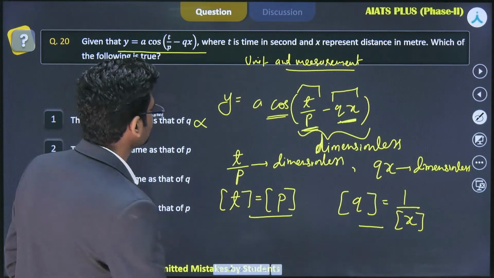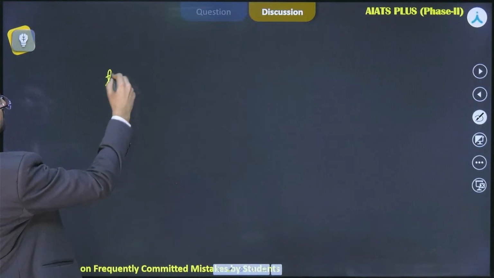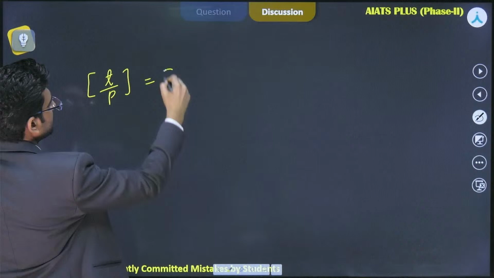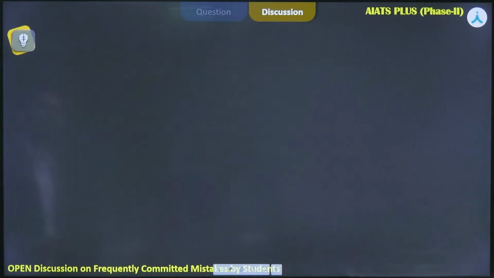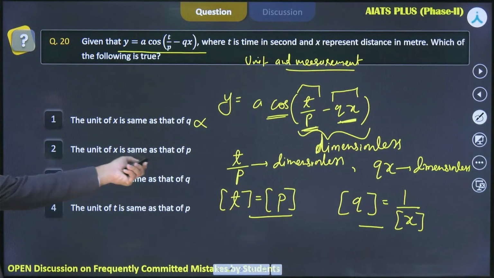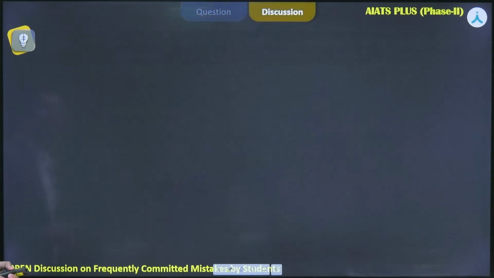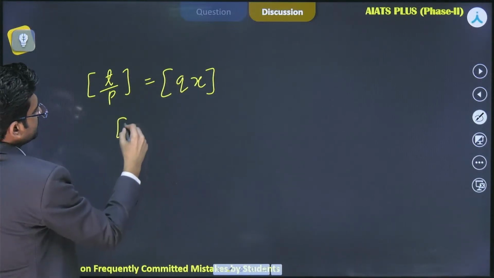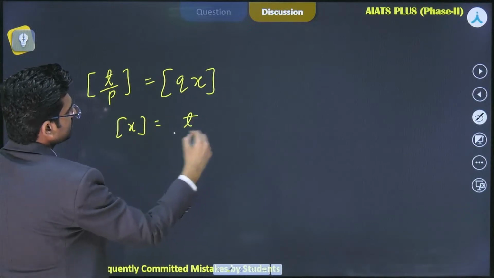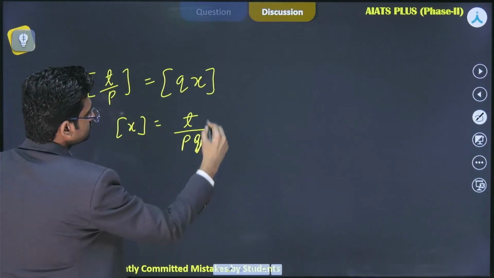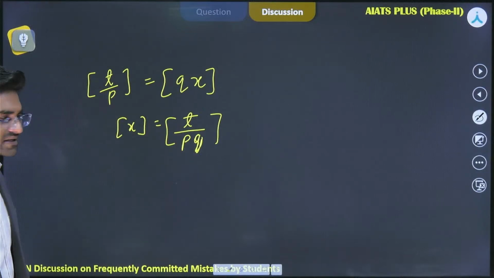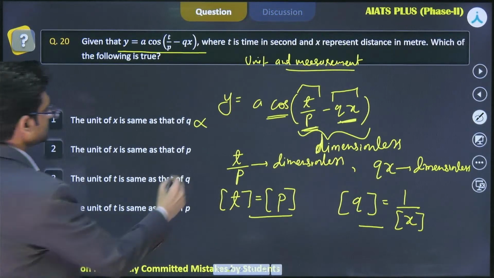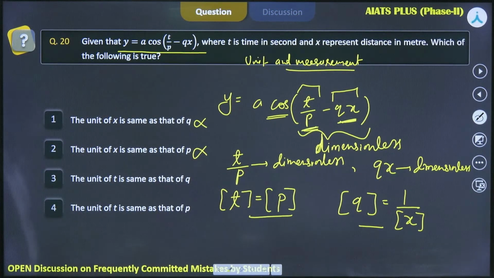Let's see. Dimension of t by p has to be equal to dimension of q into x. Now, the unit of x is the same as that of p, right? So we have to compare x and t. The dimension of x is t by pq. Are we getting dimension of x as equal to dimension of p? No. So this option has to be wrong, and this is also not a correct option, right?